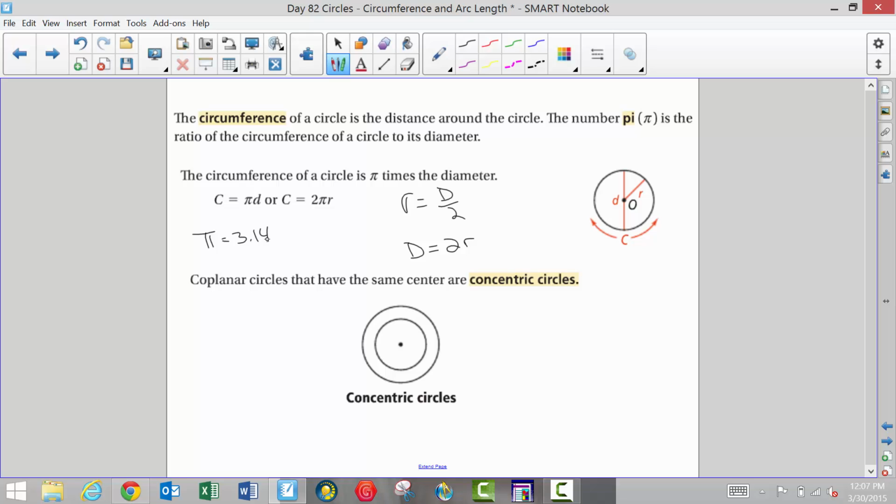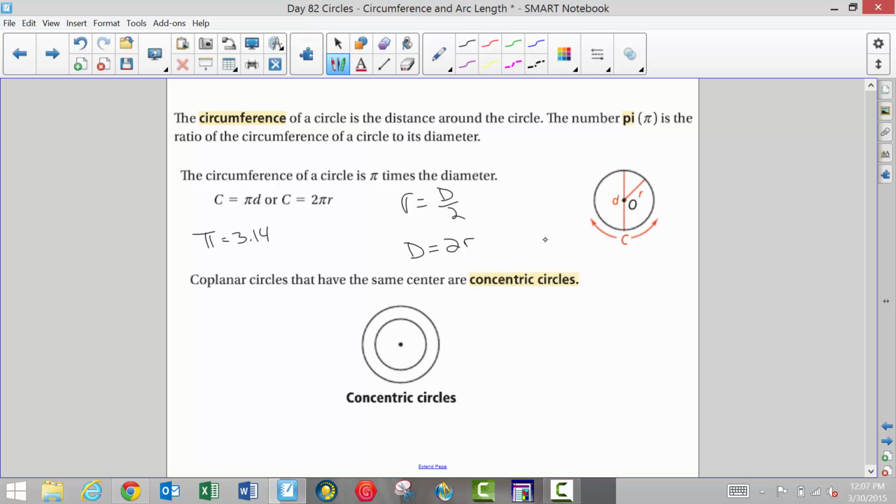Again, circumference is the distance around the entire circle. What we're going to do in this video lesson is find how far it is between 2 points on the circle, meaning that we're going to find a length on the arc of the circle.